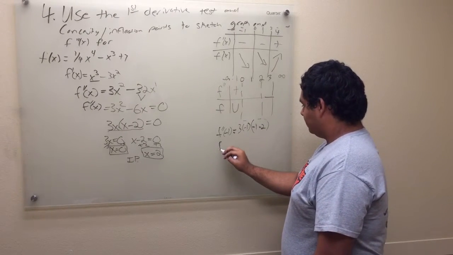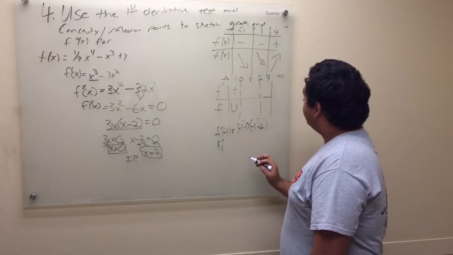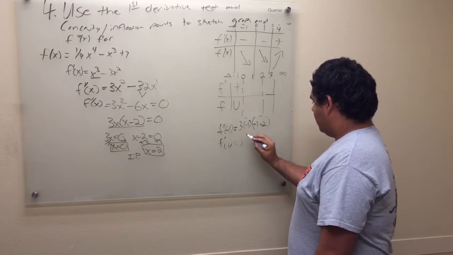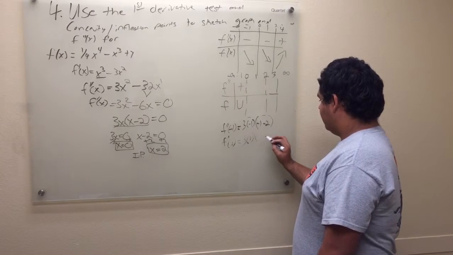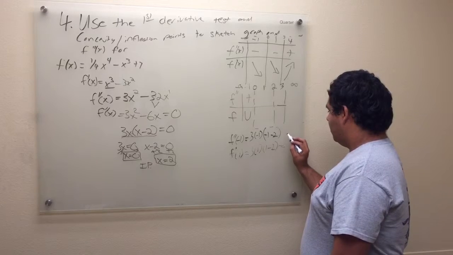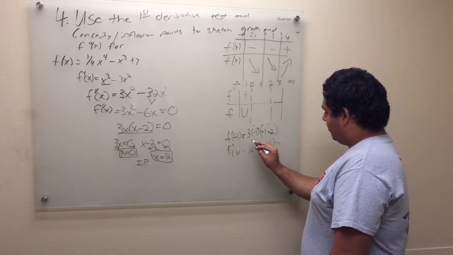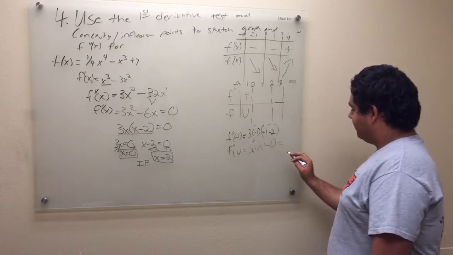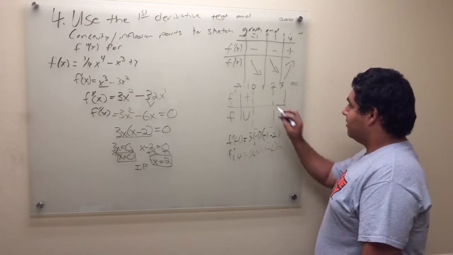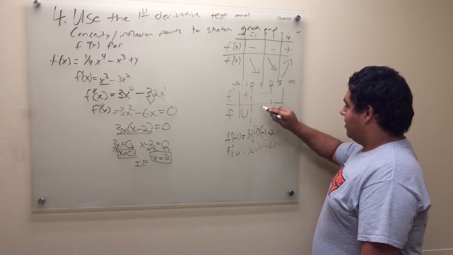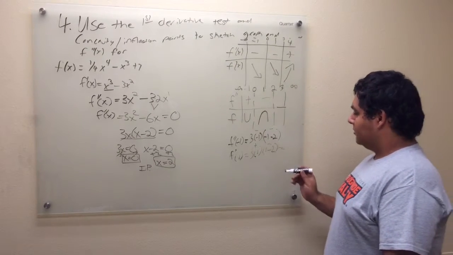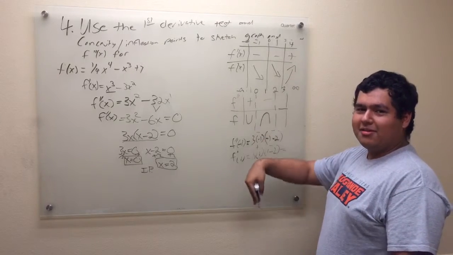Alright, so in between 0 and 2, plug in 1: 3 times 1 times 1 minus 2. Here 3 times 1 is positive, 1 minus 2 is negative. Positive times a negative is negative. So the graph is concave down. So, like this.